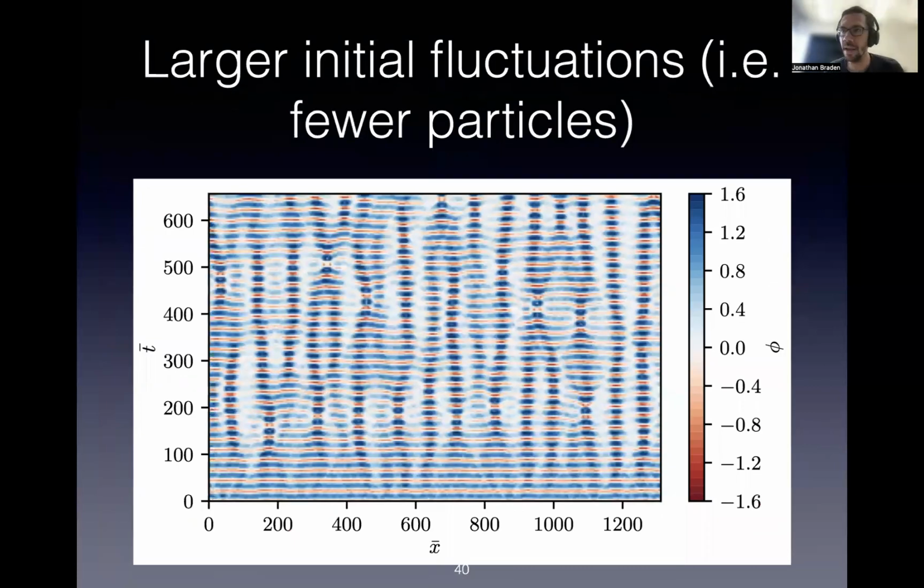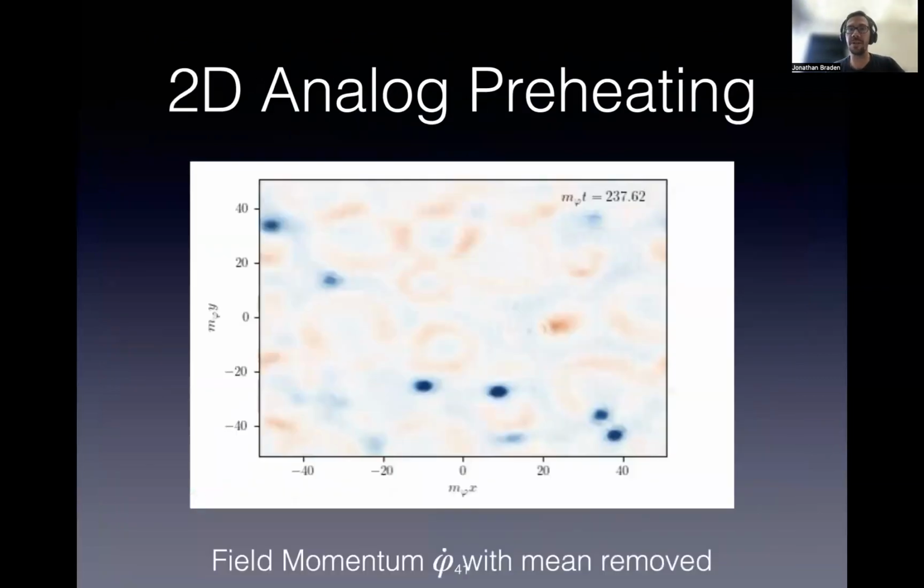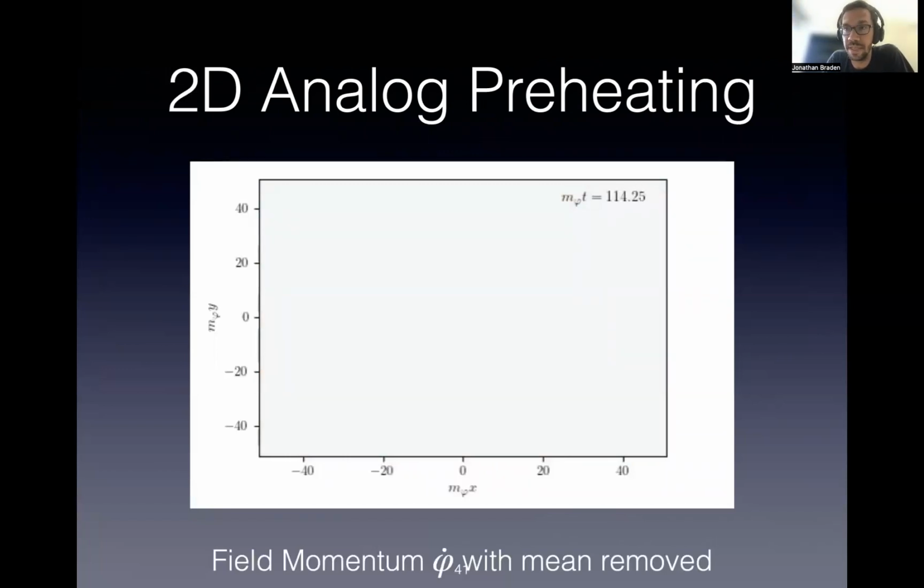Okay, it works if I change the number density of particles, so I'm sort of more into the very strongly quantum regime. So it's robust to some experimental changes. And we can similarly do it for a 2D system instead of a 1D system.